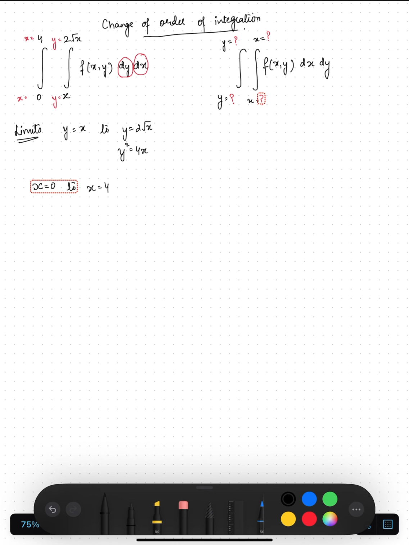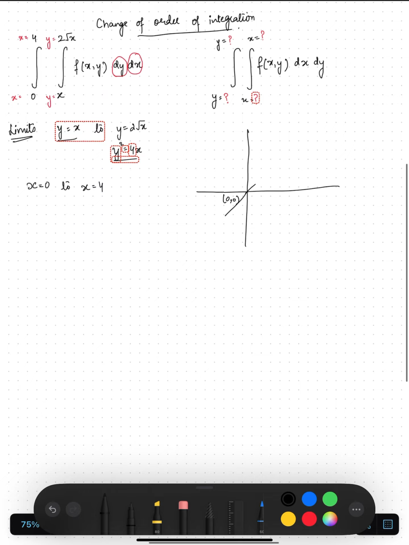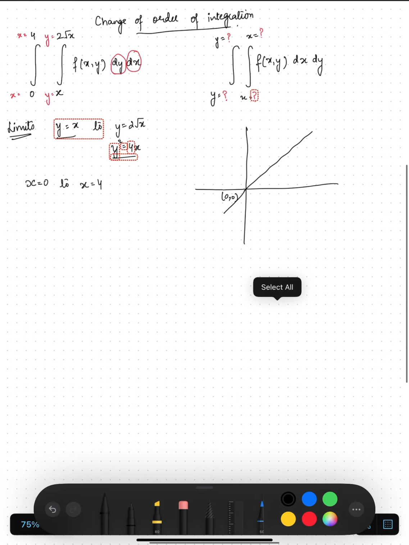Now let us plot it. As you can see, this is the origin. The first is y is equal to x to y square is equal to 4x. So y is equal to x is a straight line passing through origin. And y square is equal to 4x is basically a right hand parabola.